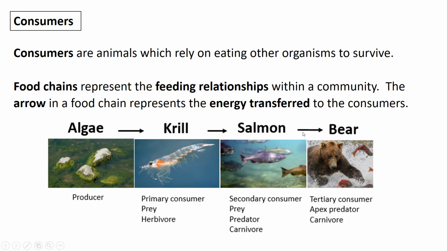Now, whether you think the bear actually should be an omnivore, it's irrelevant really. What is presented in your food chain is what you work with. So in this example, the bear is just eating salmon, and therefore you would classify it as a carnivore.